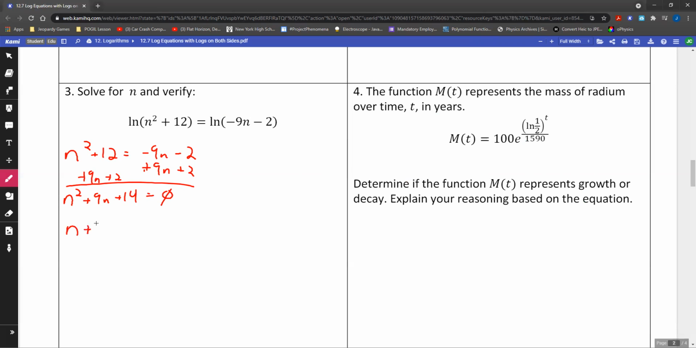This factors into n plus 7 and n plus 2, since 7 plus 2 is 9 and 7 times 2 is 14. So this gives me two solutions, negative 7 and negative 2.